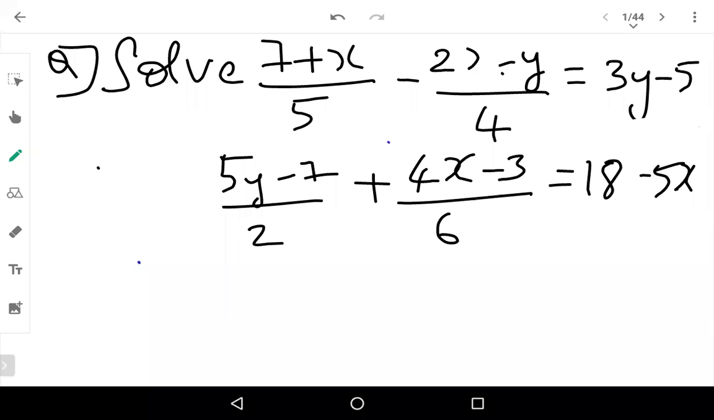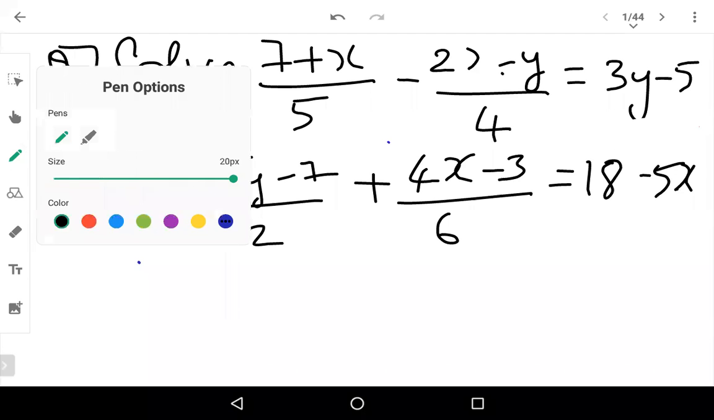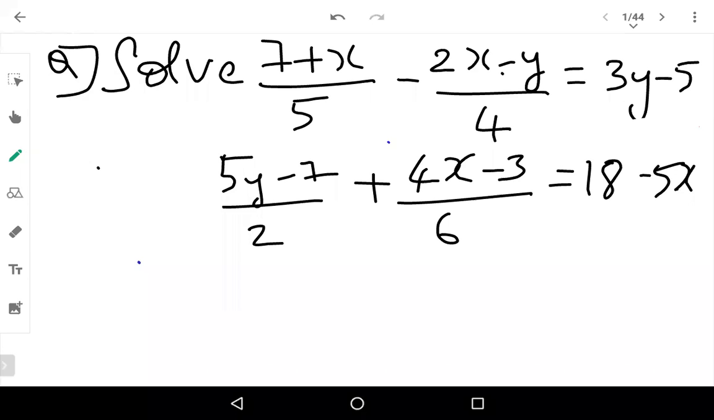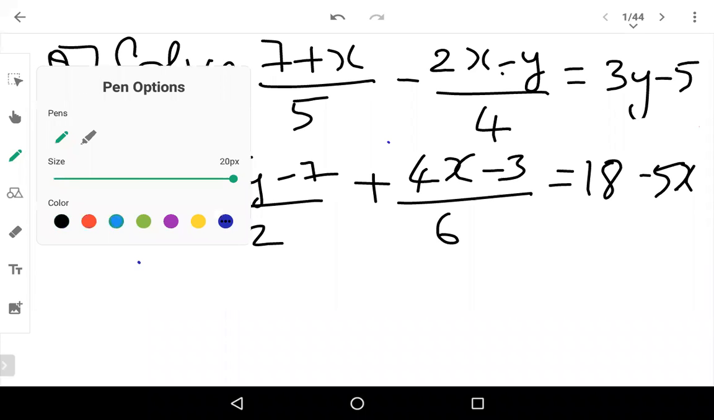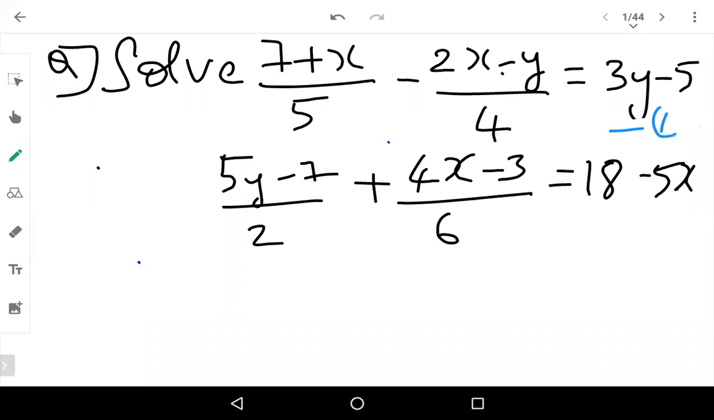Okay, so the first equation is (7 + x)/5 − (2x − y)/4 = 3y − 5. This is going to be your equation number 1. And (5y − 7)/2 + (4x − 3)/6 = 18 − 5x. This is going to be your equation number 2.